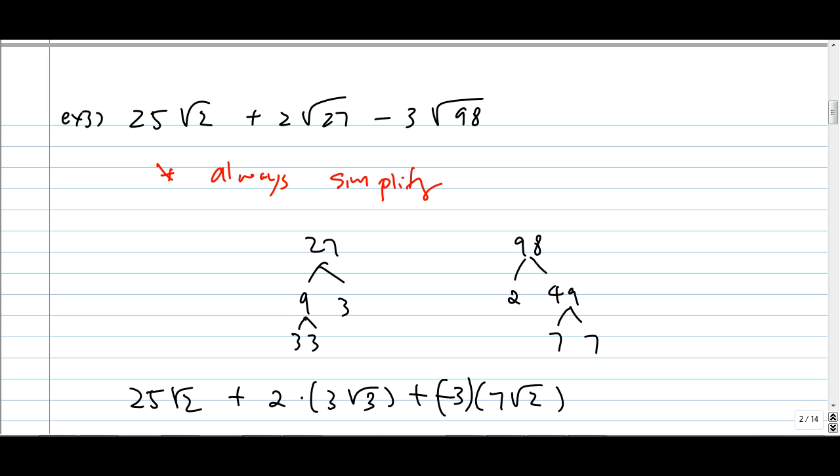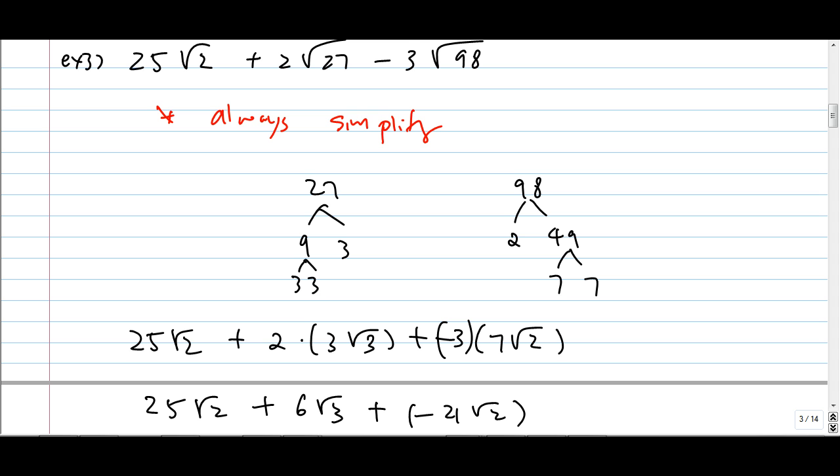Okay, so who can tell me what to write here? You get 25 rad 2 plus what? What is 2 times 3 rad 3? 25 rad 2 plus 6 rad 3. Good. Minus 21 rad 2. There you go. Okay, did you all get that? All right. So now, could we simplify further?